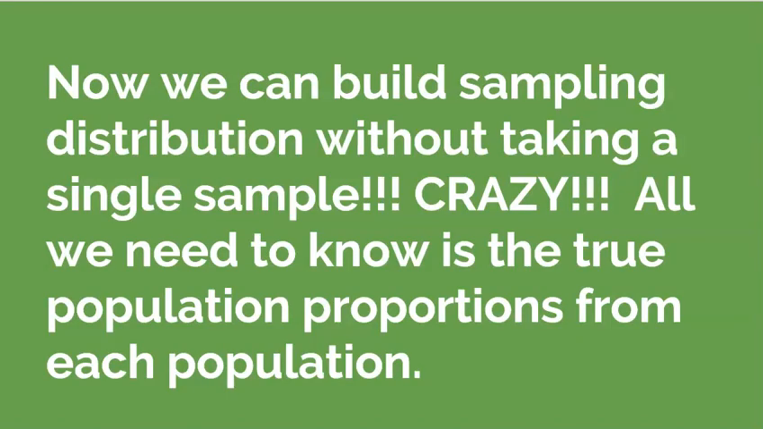So the idea here is now we can build a sampling distribution without taking a single sample. It's really crazy. All we need to know is the true population proportions, and we need those sample sizes, of course. So it's really easy, right? It's not that much different than what we just did. This allows us to see what all the potential differences could be.